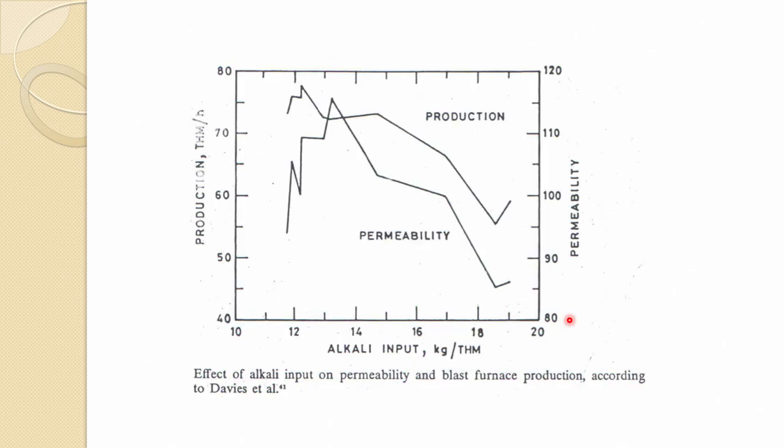And due to this alkali input, as you can see, as the alkali input increases in kg per ton of hot metal, it will adversely affect the permeability of the burden, and similarly the production will go down. So, productivity also decreases, which is quite clear from that. So, alkali percentage should be kept minimum as much as possible in the raw material. Beneficiation and other things can take care of it.